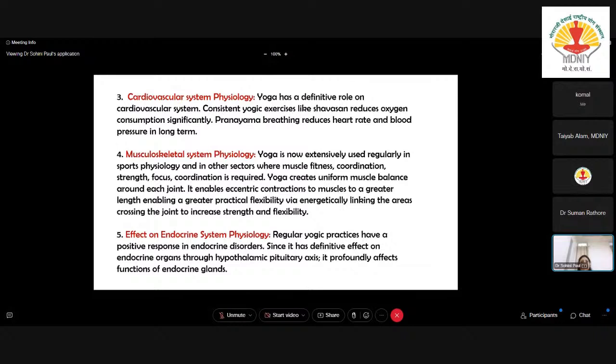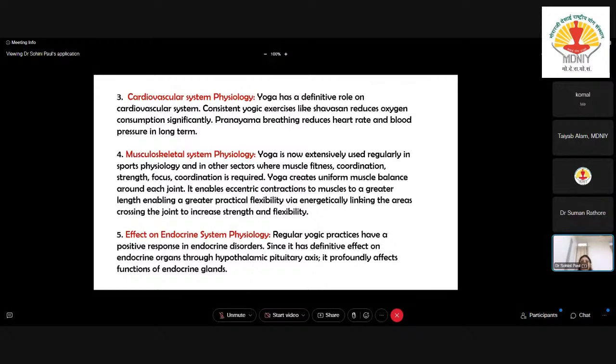Now, the musculoskeletal system is definitely another important aspect, because when we talk about biomechanics, the musculoskeletal system plays an important role, and we are going to see how. I'm not going to elaborate on this here. Maybe when we are talking about the biomechanics part, we will see how it is affecting. But it is now extensively used in the field of sports physiology, as well as in other sectors where fitness is very important.